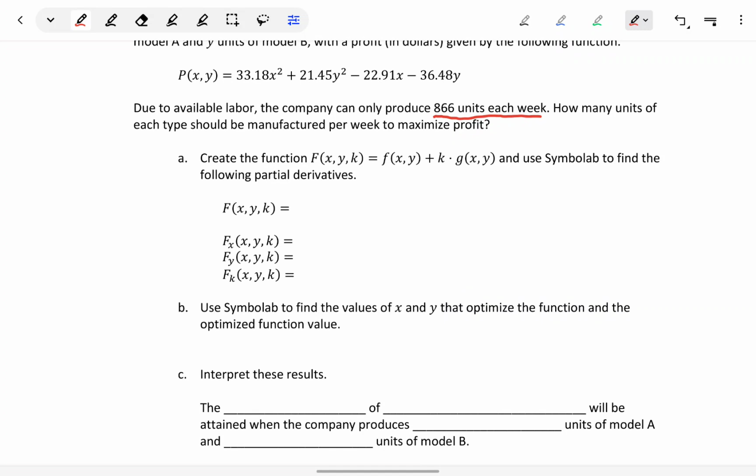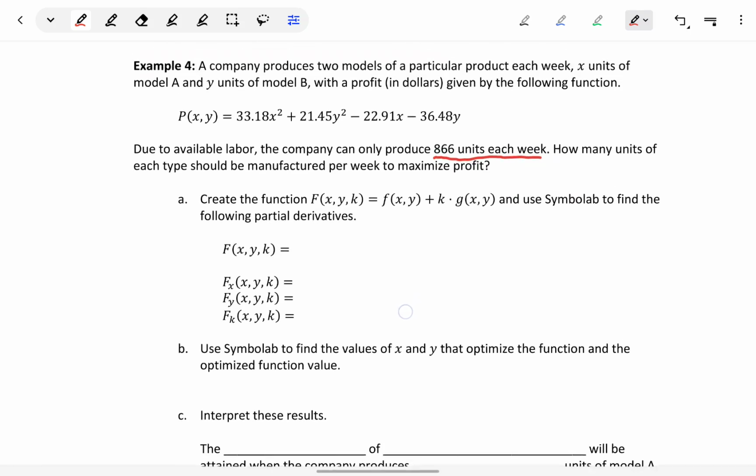In order to do this, with this additional constraint being applied, that production has a cap, we need to create a new function, which we'll call capital F of x, y, k, meaning we're introducing a new variable, which will be composed of f of x, y. That's just the function that we're given in the problem, or whatever function we're looking to optimize, plus k, which is a new variable that we're introducing, times g of x, y. And this function g of x, y is constructed from the information we're given about the constraint in the problem.